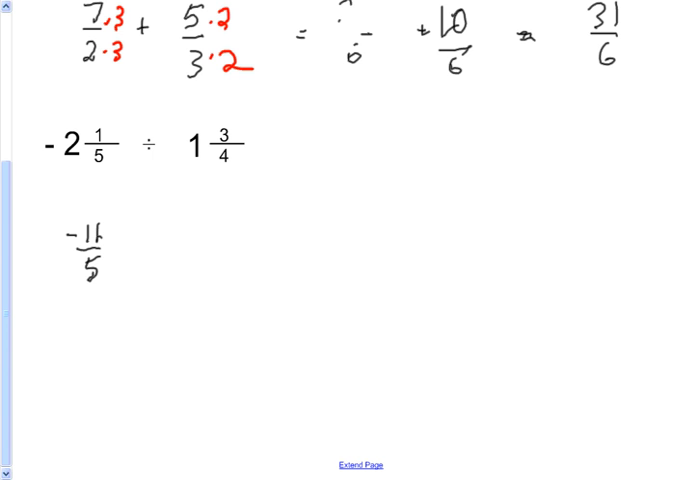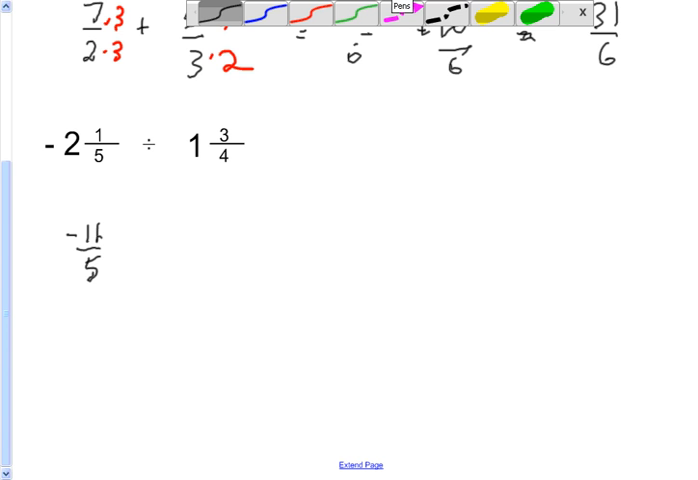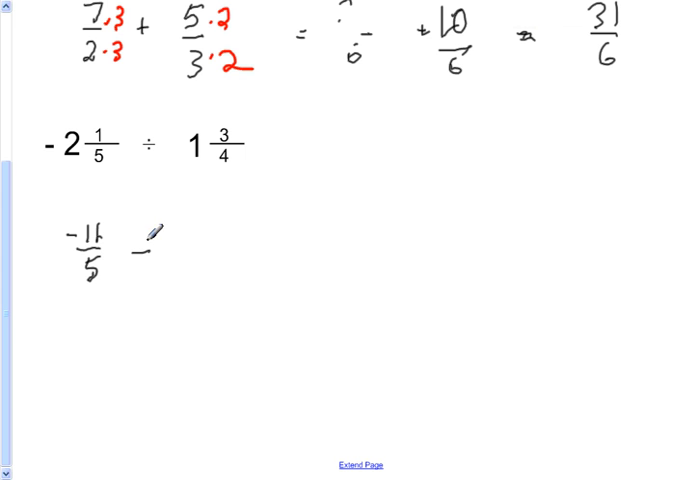Negative 11 over 5 divided by 1 3/4, which is the same as 1 times 4 is 4, plus 3 is 7 over 4. Now remember, to divide, we just flip the second fraction, take the reciprocal. First one doesn't change. Reciprocal of 7/4 is 4 over 7. Change it to multiplication and perform the operation.